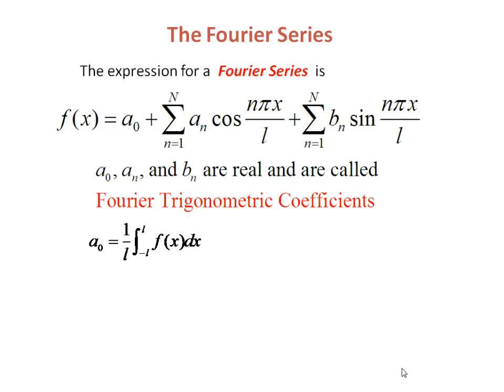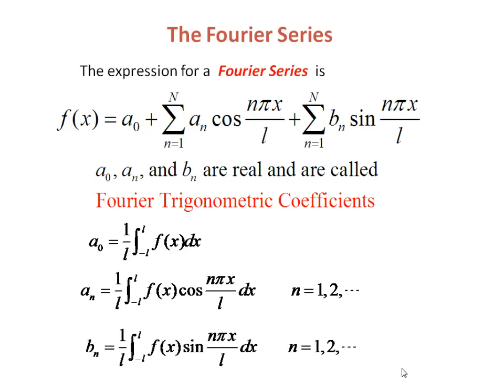So a0 can be calculated as a0 is equal to 1 by L integral from minus L to L f of x dx. An is equal to 1 by L integral from minus L to L f of x cos of n pi x by L into dx. And Bn is equal to 1 by L integral from minus L to L f of x sin n pi x by L into dx.